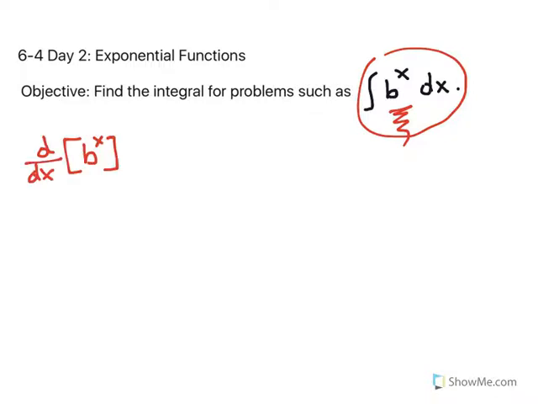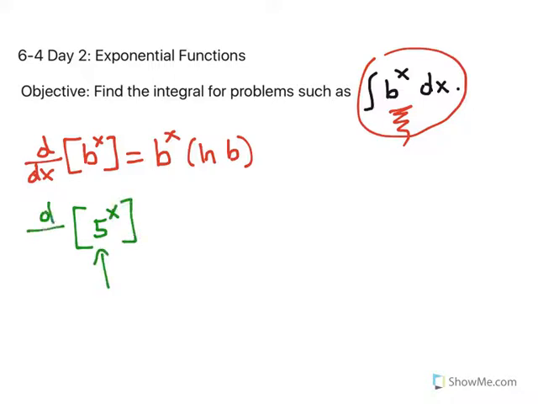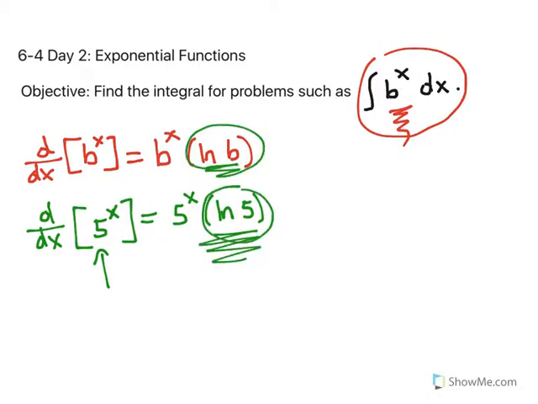Yesterday we saw the differentiation rule for exponential functions with base b. It is b to the x times the natural log of the base. As we've discussed, for a particular exponential function such as 5 to the x, the base is a constant, in this case 5. So when we apply this differentiation rule, we get 5 to the x times natural log of the base 5. So the natural log of whatever the base is a constant.